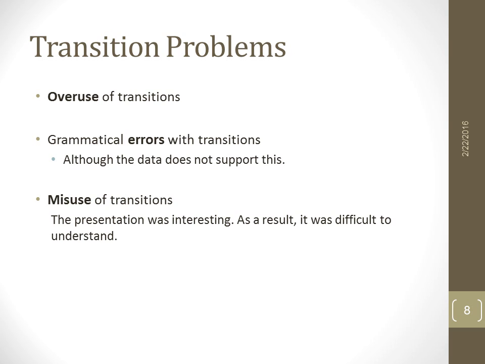Using transition words often makes a certain sentence structure, and there are rules that go along with that. For example, this is one of the most common grammatical errors with transitions. "Although the data does not support this." This is not a complete sentence. Although is a subordinating conjunction. And we'll talk about this a little bit more in our commas lecture. Although subordinates the clause, in other words, it makes it dependent upon another clause. So basically, we've got an incomplete sentence here.